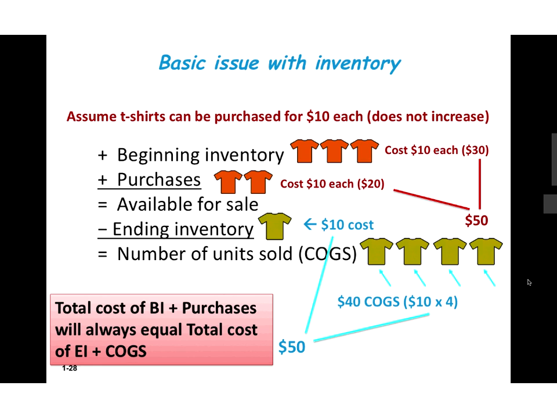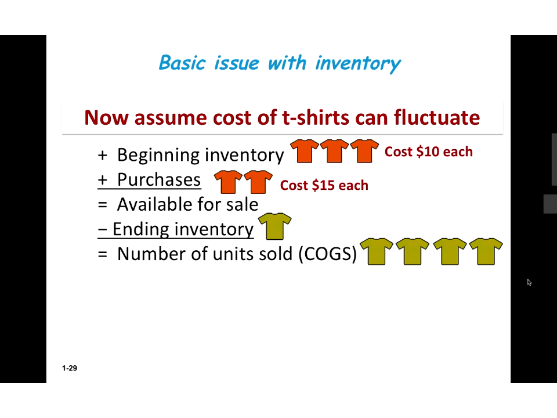Okay, so our beginning inventory plus our purchases has to always equal ending inventory plus cost of goods sold. We're going to see that over and over. So now let's go into the issue. Now let's assume the only thing we've changed is we've said the cost of our t-shirts can fluctuate.